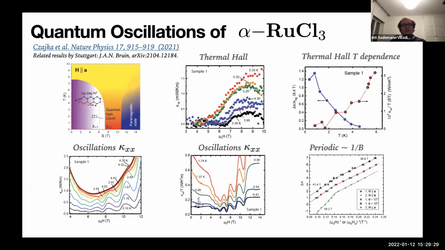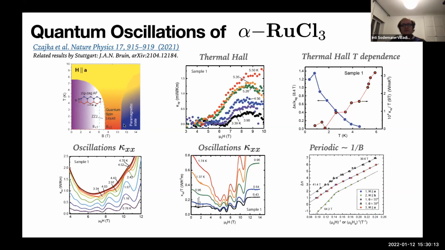And there are these amazing experiments that Juan was showing. Just to review them briefly, this is a layered material. I'm going to assume it's 2D. So for my purposes, it's just a 2D material. When you apply a field in plane, for example in this a direction, initially you have an antiferromagnet that is eventually destroyed, and a region appears in between, which is the presumed spin liquid, and eventually at higher fields you have a paramagnetic state.